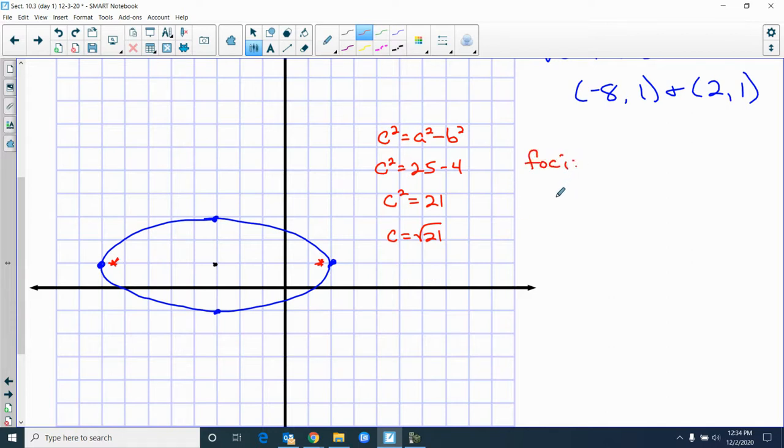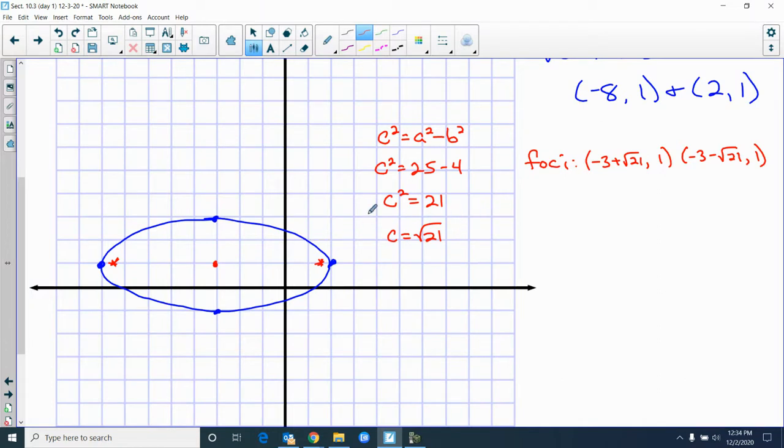The foci. Basically, you start at the center and you move to the right, square root of 21. So that is going to be the point -3 plus square root of 21. That is the x coordinate, comma 1. And all you have to do is list it that way. It just says I start at -3, I add square root of 21. The other one's going to be -3 minus square root of 21, 1.